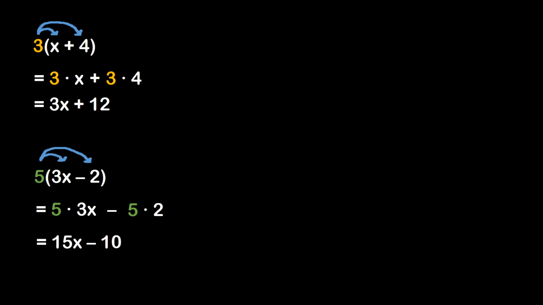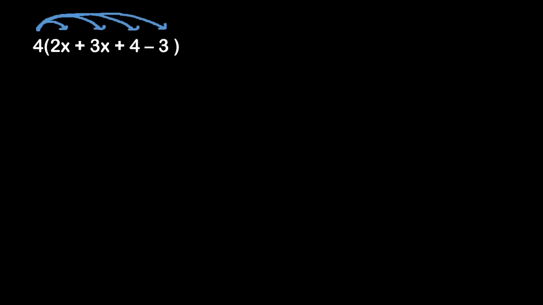Okay, so why don't we do another example, and in this case we'll simply have more terms in the brackets. So in this case we have 4 terms instead of 2. And once again the question is, how would we do that? Well, again, it's the exact same idea. 4 wants to go to every term in the bracket, kind of like this. So we'll have 4 times 2x plus 4 times 3x plus 4 times 4 minus 4 times 3, because the last term is being subtracted, so we use a negative sign instead of an addition sign.